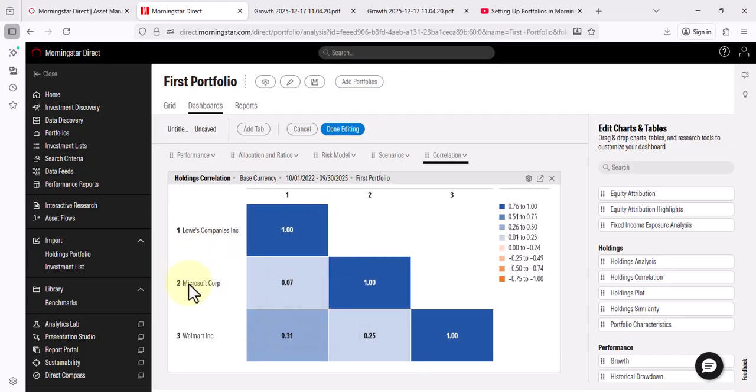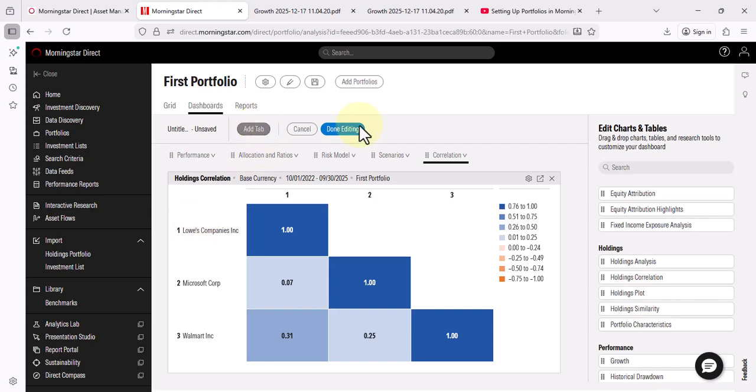So over the last 3 years, this shows the correlation between our 3 different companies, Lowe's, Microsoft, and Walmart. It's calculating the correlation of returns between the two. We can see here that Microsoft and Lowe's have a fairly low correlation of 0.07. So it's positive, but it's not very large. The correlation between Lowe's and Walmart is also fairly low at 0.31. For Walmart and Microsoft here, it's also fairly low at 0.25. So even though we only have 3 stocks, it is fairly well diversified in terms of correlation between the different investments.